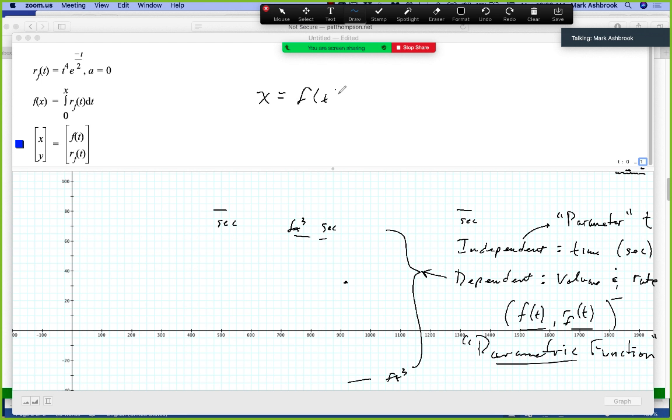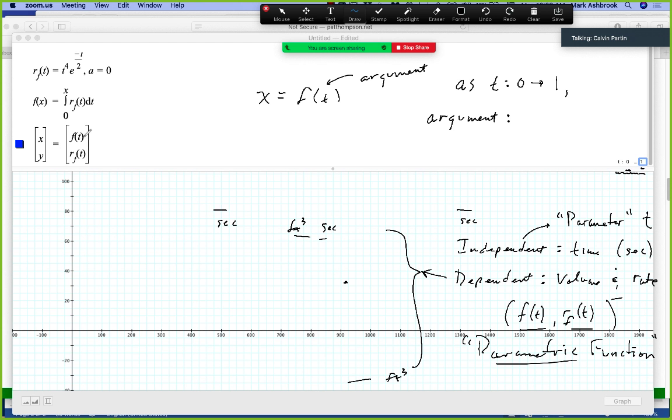So this thing is called the argument. What goes in? What goes into a function, the whole expression, is called the argument. And so we want, as t goes from 0 to 1, we want the argument to do what?